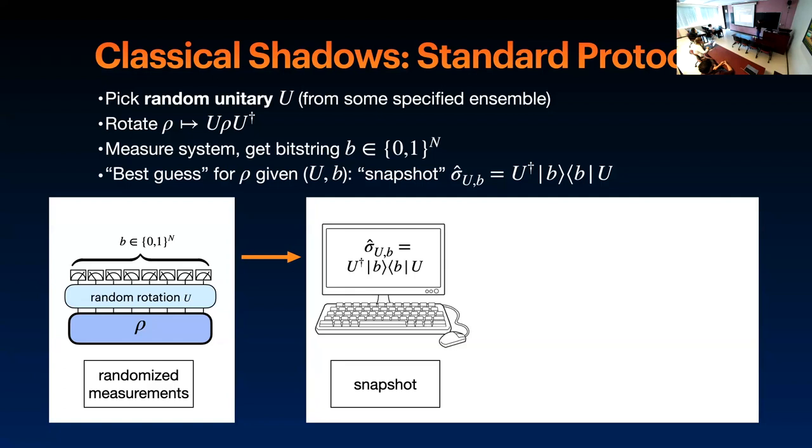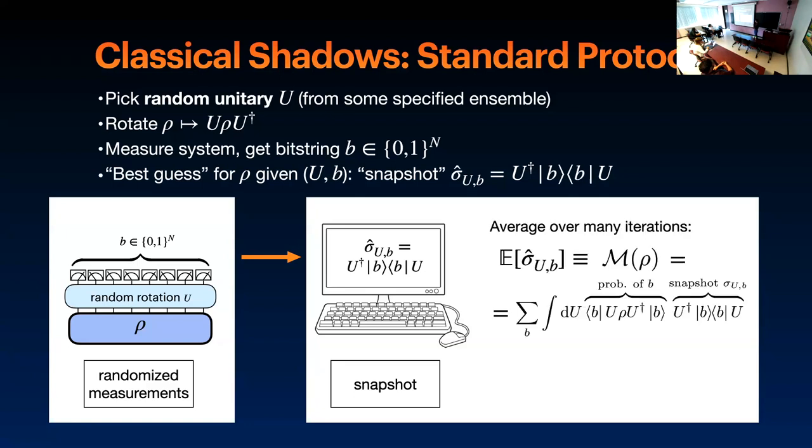That's our guess on the snapshot state. By itself, it's not a great guess for the true state rho. The state rho might be full rank, and this is a rank one projector, so it's not necessarily great as a guess. But it has a little bit of information about rho, and if we average many, many iterations of this process, we will get something that actually knows about rho to some extent. The math goes like this. We have some probability of getting our outcome b given the basis choice, and we have our snapshot here. If we average them, we get something which is a linear function of rho, and it's a state.